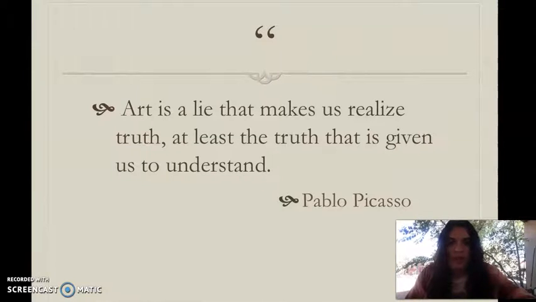Here's a quote. Art is a lie that makes us realize truth, at least the truth that is given us to understand. I bring up this quote because when you're writing creative nonfiction, you're writing about your true experiences, but you're using artistic elements to convey the story. Some details you go into with a bit more depth, and it's not necessarily the past as it occurred, right? It's a story that you're writing down on paper, so it gets a little bit tricky when you think, I'm writing this thing creatively, I'm calling it true, but I'm using details, and what if you can't remember everything?